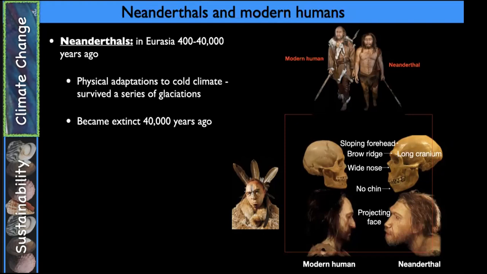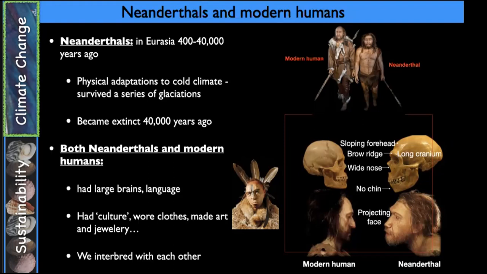So for those unfamiliar with Neanderthals, a few things we know about them. They lived in Eurasia between about 400,000 and 40,000 years ago. They were stronger, shorter and stockier than us, possibly some adaptations to cooler climates. And indeed, they survived through several glaciations, but became extinct around 40,000 years ago. Yet they share many similarities with modern humans.